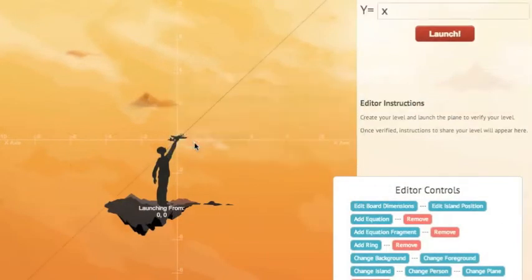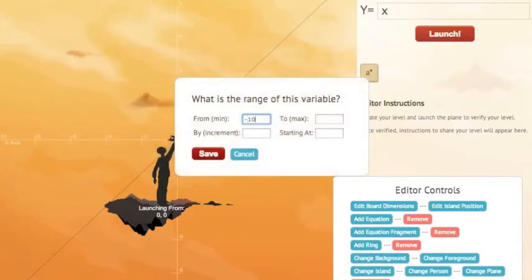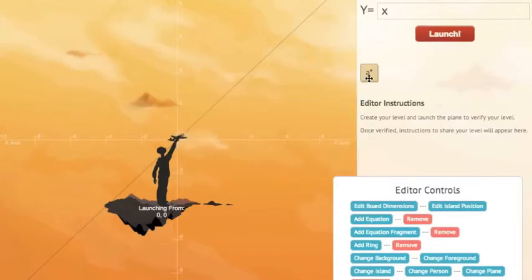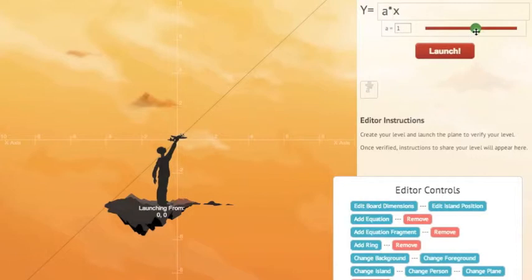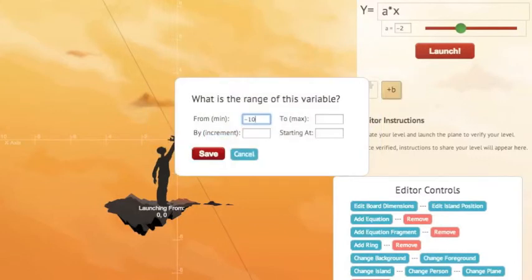As far as class time is concerned, though, the level editor may be a more valuable tool than the puzzles themselves. The level editor allows teachers to create any custom level they want, but it also allows students to create their own levels. They can create their own equations and equation fragments, giving them more creative control over the process as they try to create a challenging level.